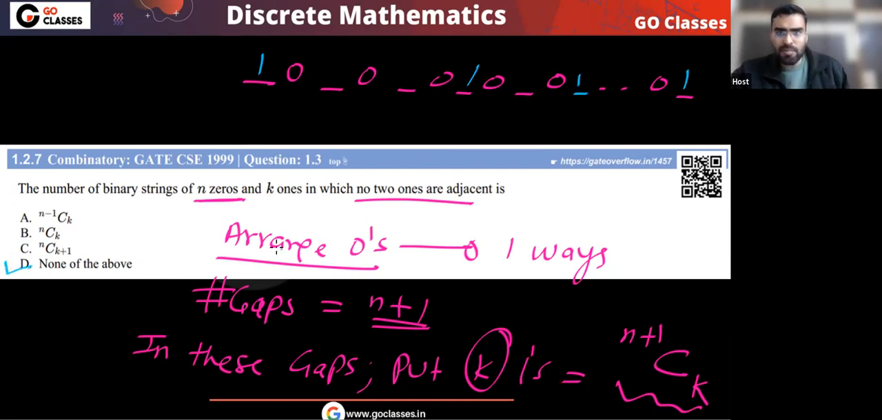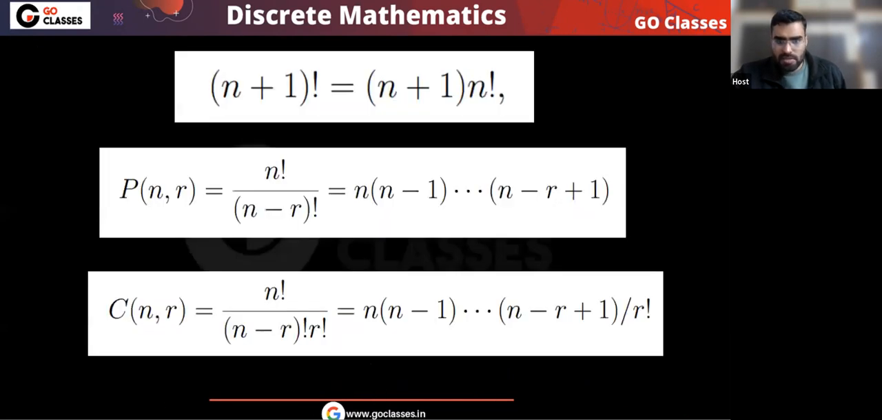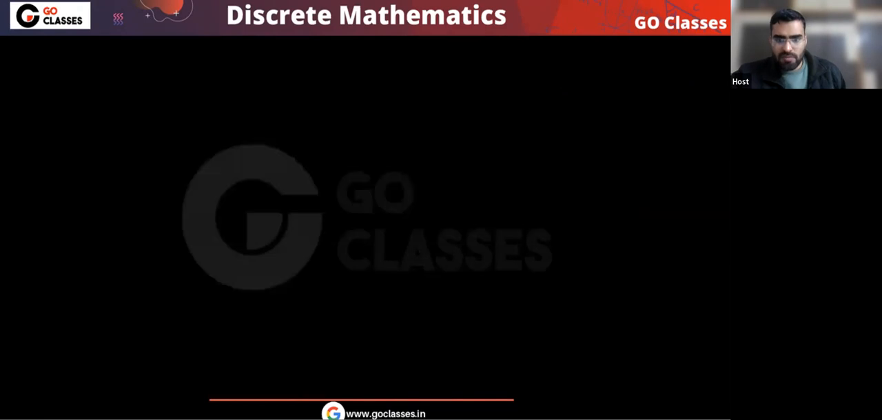Sometimes you take care. Make sure that these are not equal to this. This is very important. Make sure that these are not equal to this. Before you put this, make sure that these are not equal to this. Okay. So like this. Anyway, this is your some factorial.